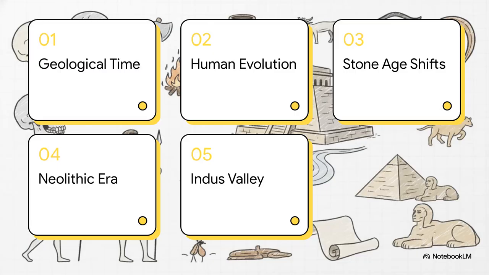So, here's how we're breaking it down today. 1. Mapping geological time. 2. Stages of human evolution. 3. The Stone Age shifts. 4. The Neolithic Revolution. And finally, 5. The Indus Valley Civilization. Let's get right into it.